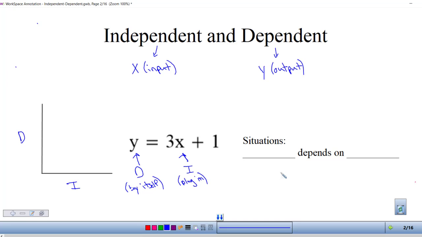We're also going to look at some situations and decide which variables are independent and dependent. The dependent depends on the independent. Another way to think about it is the independent happens first. We have to have that independent to be able to have the dependent. Dependent depends. So let's look at some examples.